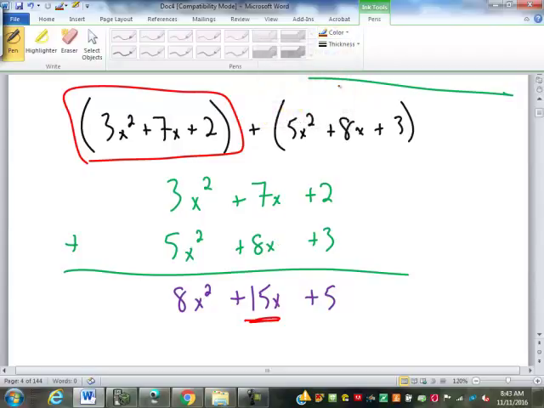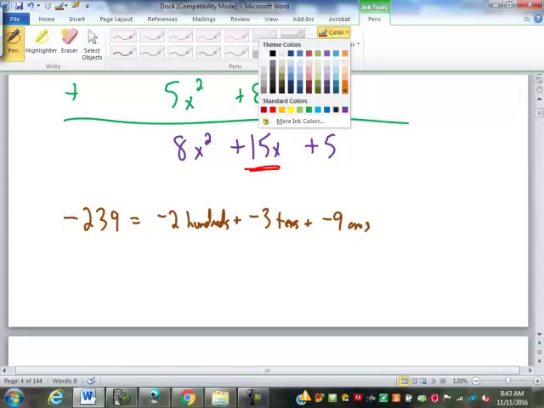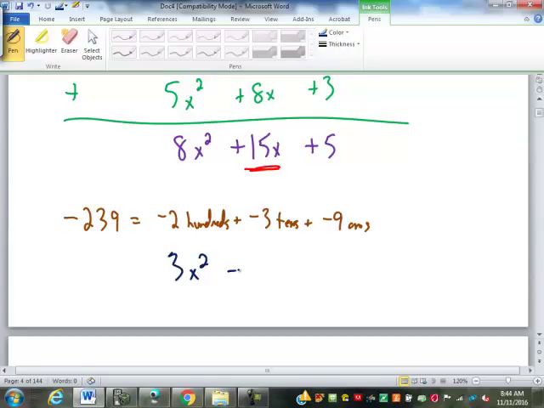The third big difference we're going to see, in a whole number, every digit of the number is the same sign. If I have negative 239, that is a negative 200, a negative 30, and a negative 9. In an algebraic number, each digit can be positive or negative on its own. I can have 3x squared minus 9x plus 11. So this x digit is negative and the other two are positive.